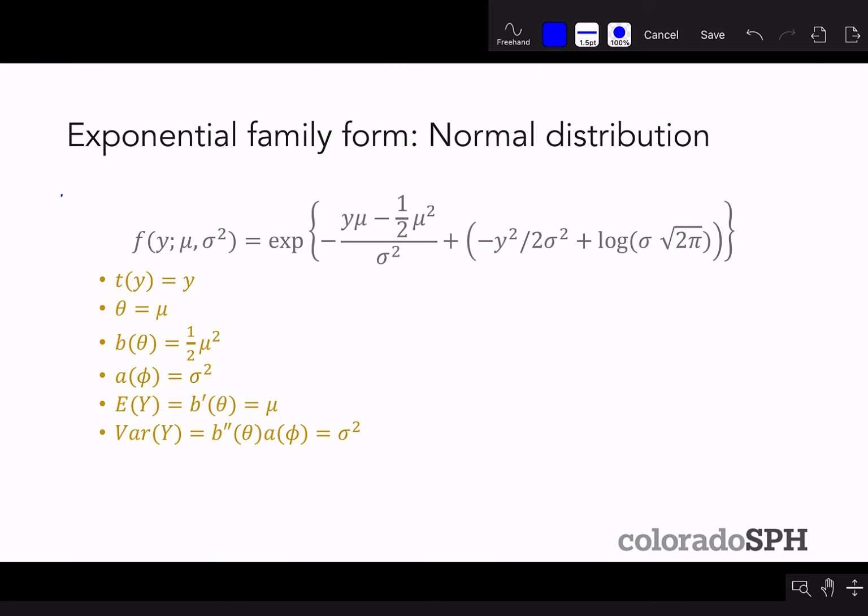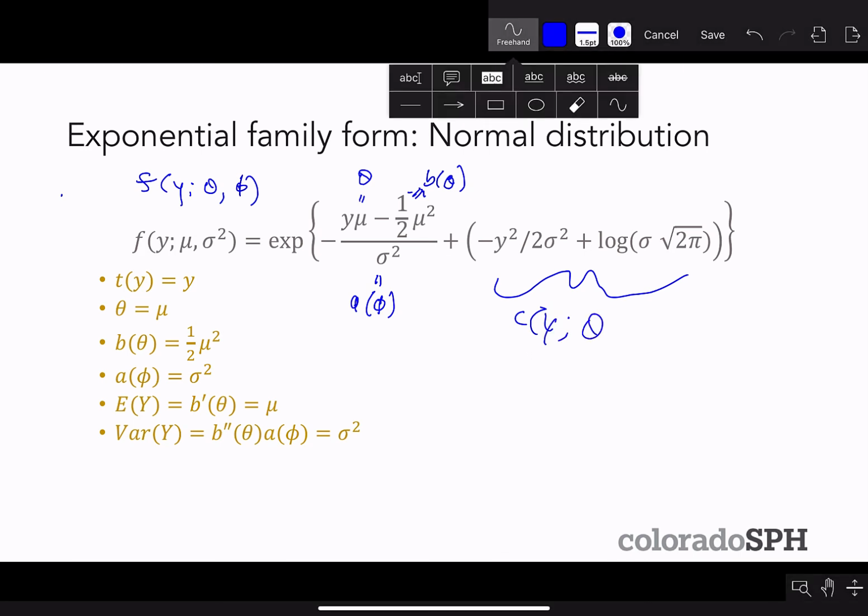And now you can identify what each of these parameters would be. So in exponential family form, if we wanted to call it f of y given theta and phi instead of mu and sigma squared, then this would be equal to theta, this whole thing would be equal to b of theta, this would be equal to a of phi, and then this whole ugly term out here would be c of y and phi.